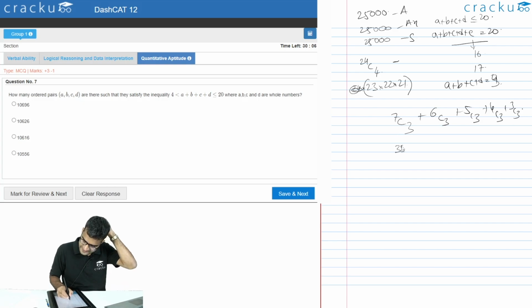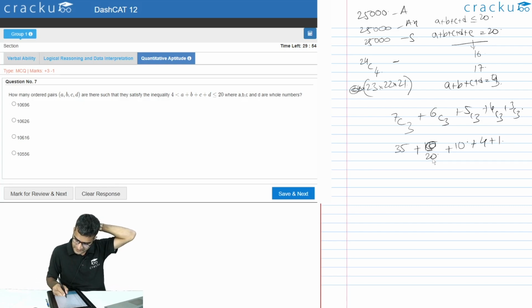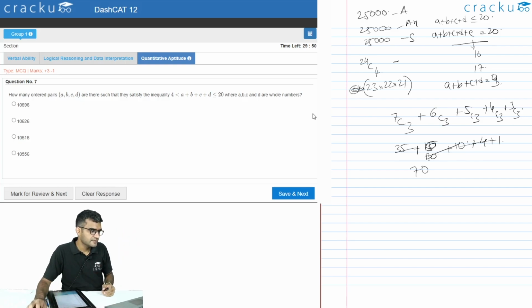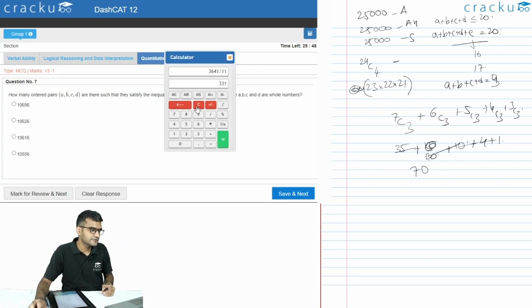7C3, this is 35, plus 6C3, this is 20, plus 10 plus 4 plus 1. This is 70. From this, we have to subtract 70. Let me use the calculator. 24 into 23 into 22 into 21, minus 70. Wow.